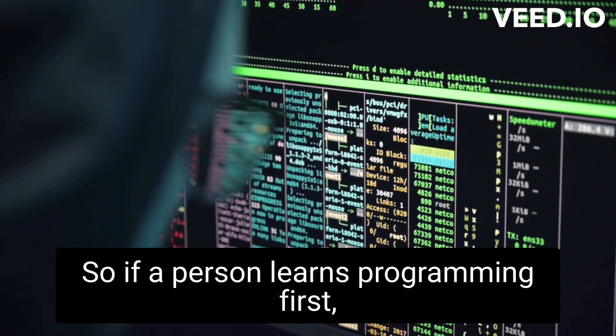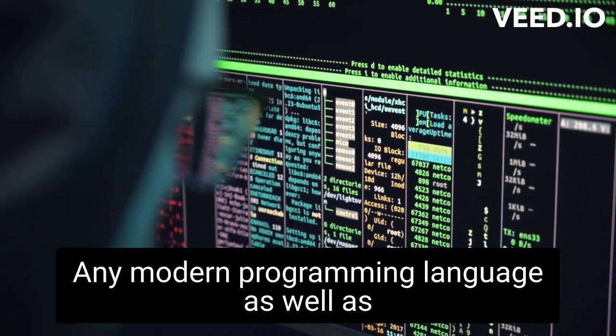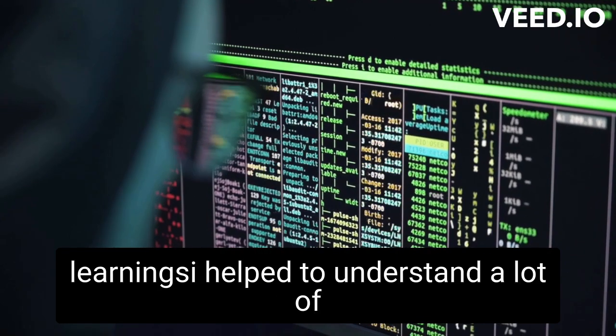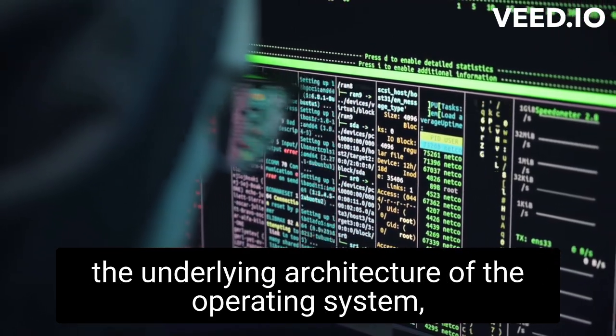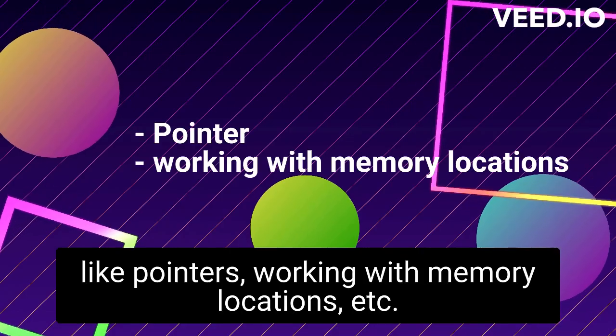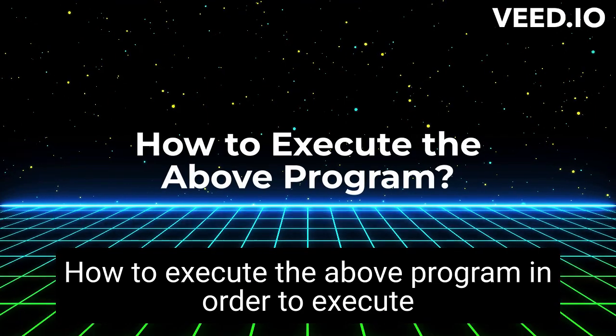So, if a person learns C programming first, it will help him to learn any modern programming language as well, as learning C helped to understand a lot of the underlying architecture of the operating system, like pointers, working with memory locations, etc. How to execute the above program?